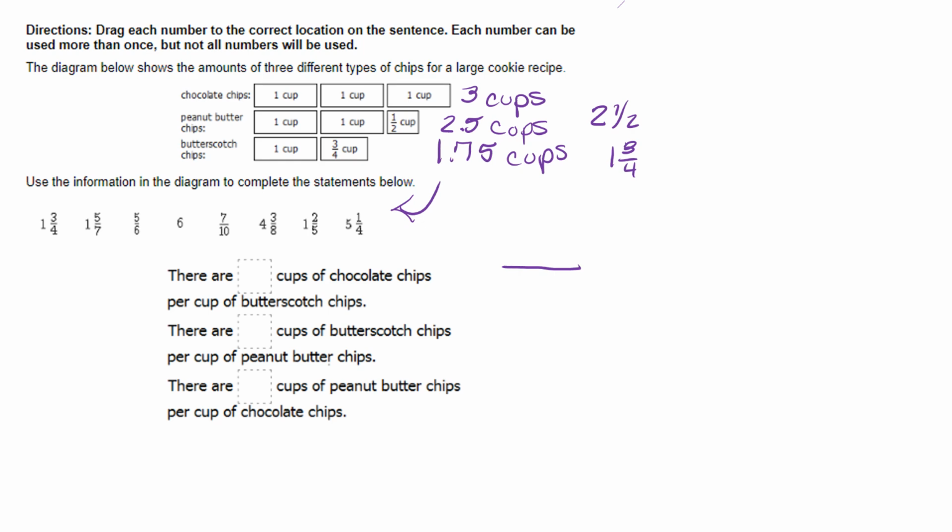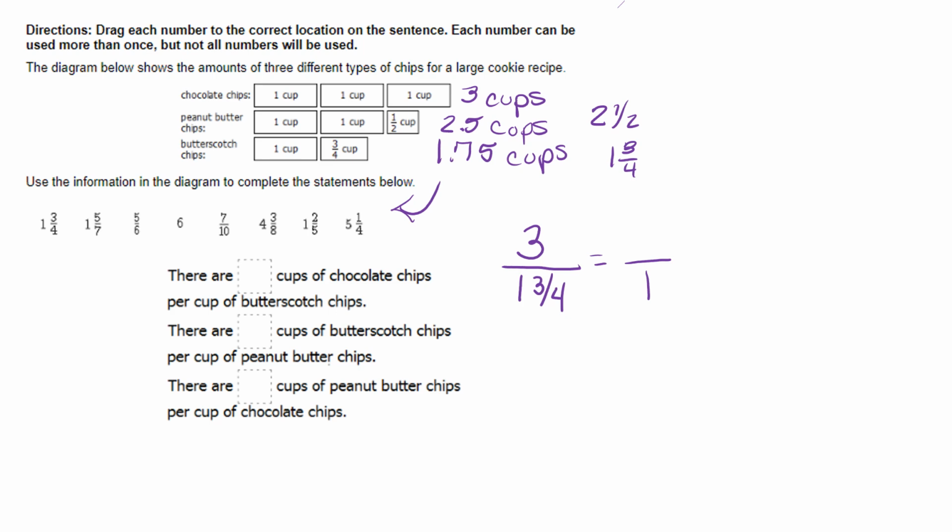Up here, for chocolate chips, we had 3 cups. And butterscotch chips, that was our bottom one down there. It's 1 3/4. Okay, and I need to make this where it's equal to 1 on the bottom. Okay, and I can do that just by dividing 3 divided by 1 3/4.